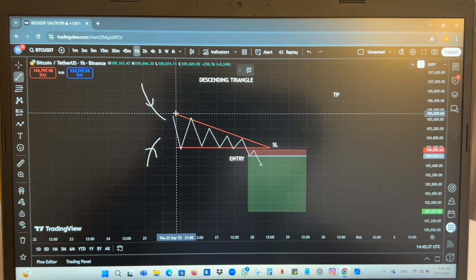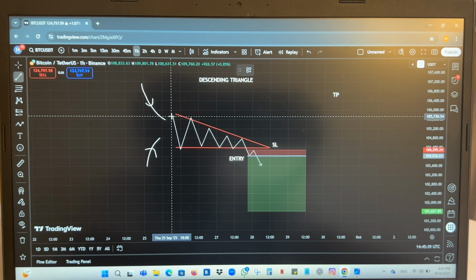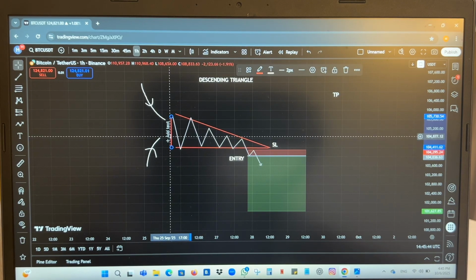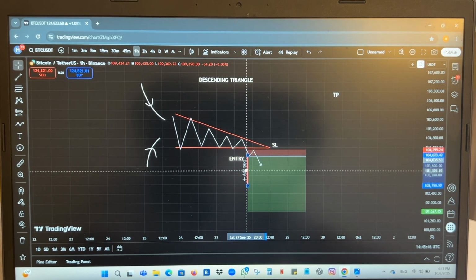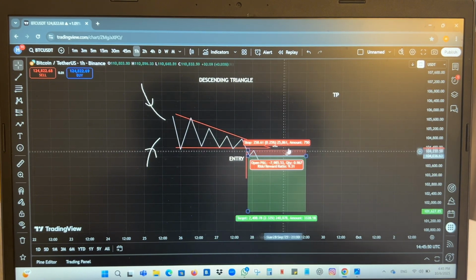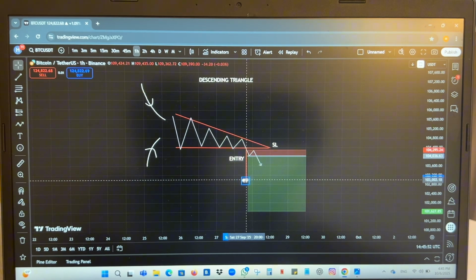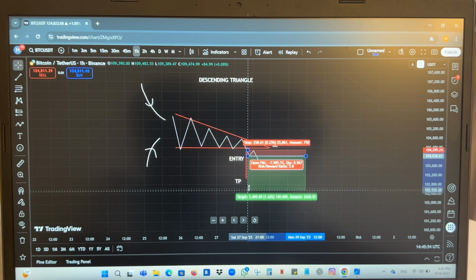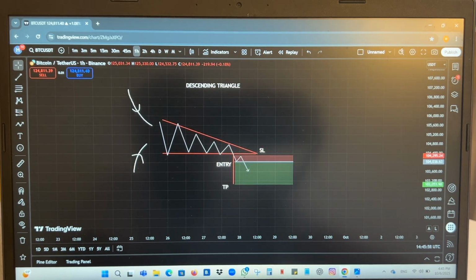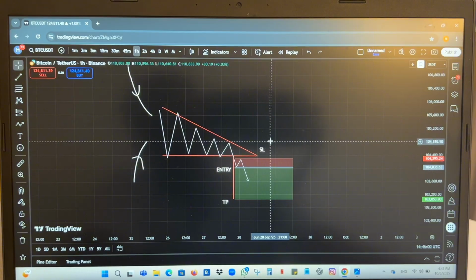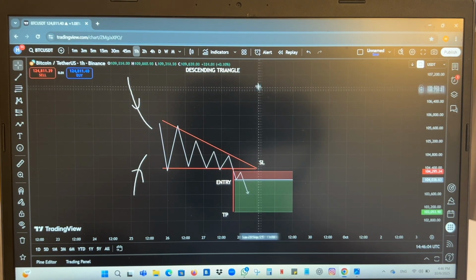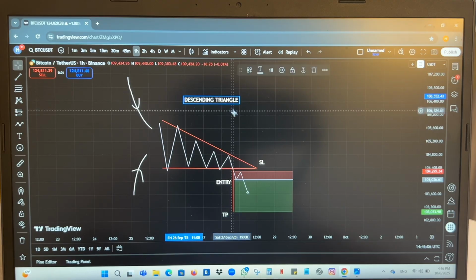For the TP, you need to get the height from this point to this point and put it to the place where it broke the lower trend line. So now this level is gonna be your TP. So yeah, that is how you are going to put the stop loss, entry, and TP in this descending triangle scenario.